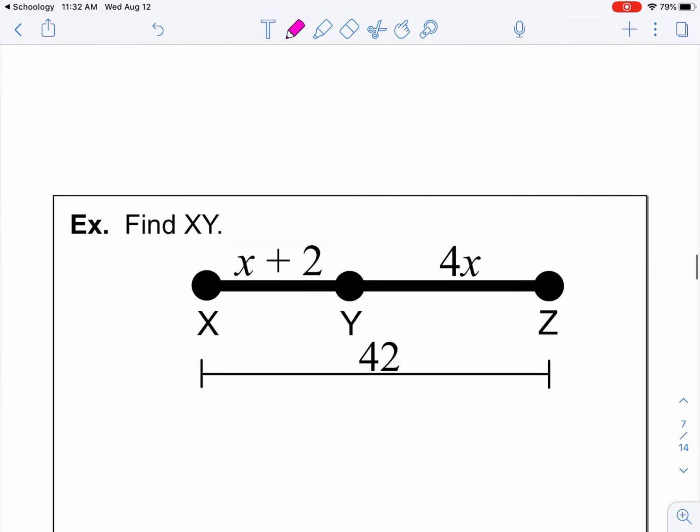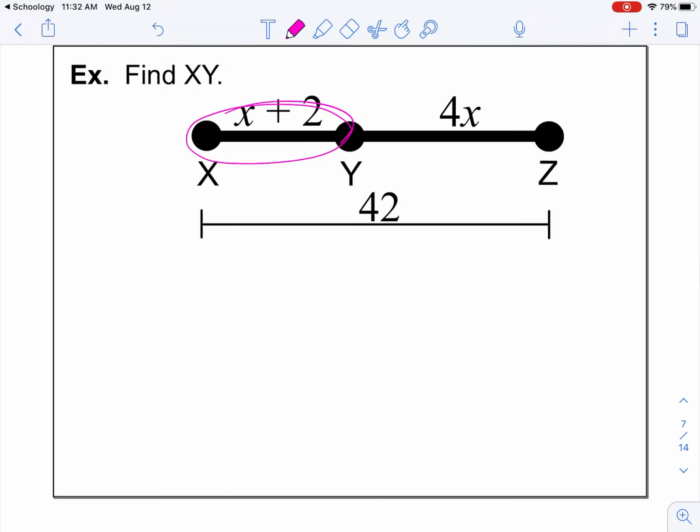All right, next one, find XY. So I want to know what this length is here. The most common incorrect answer I get when people are starting is X plus 2. That's not an answer, right? That is not what we're looking for. That's an expression. I want to know exactly how long it is. Also, please realize when you're reading this, it means find the length of XY. Just by writing XY right here, that means the length of XY.